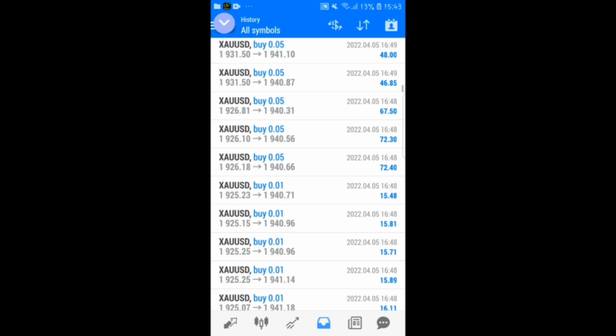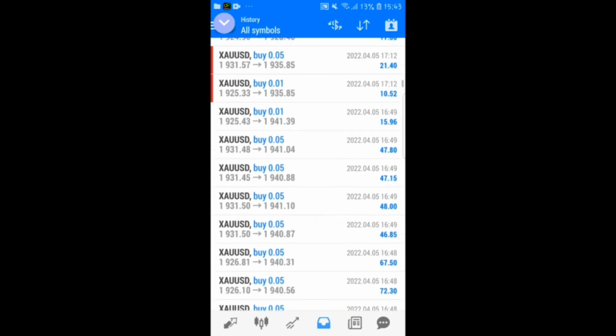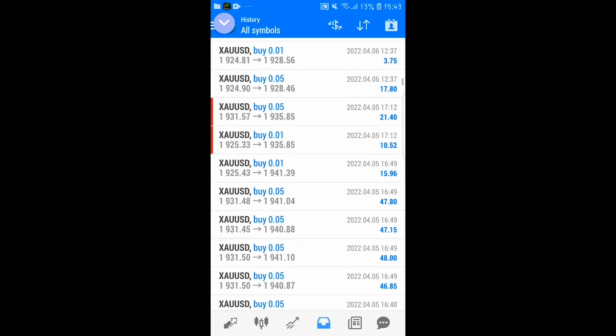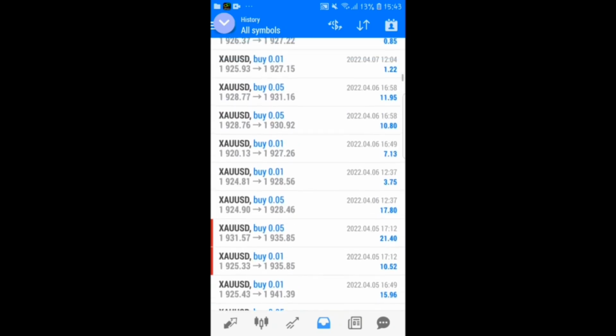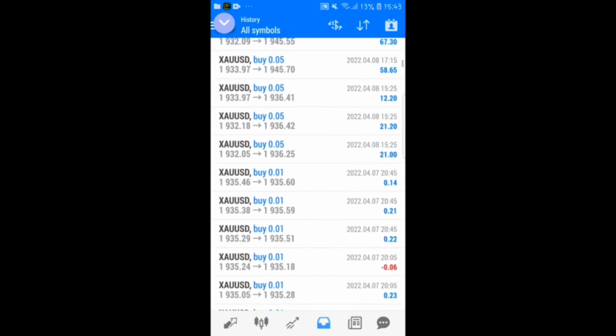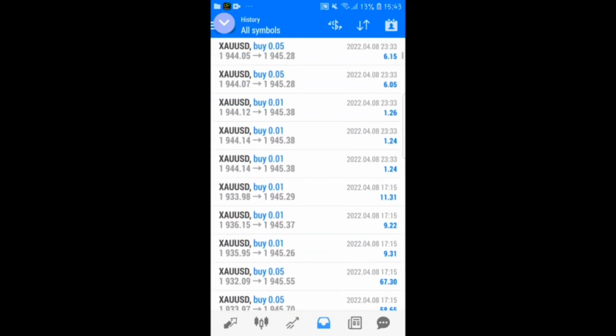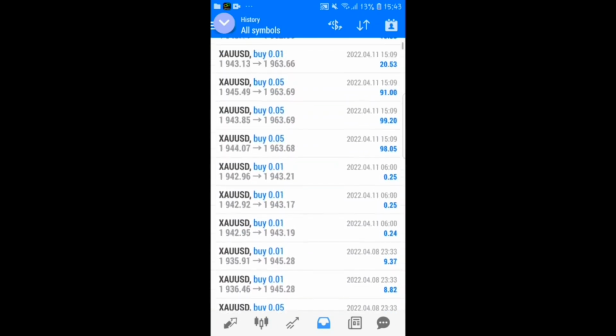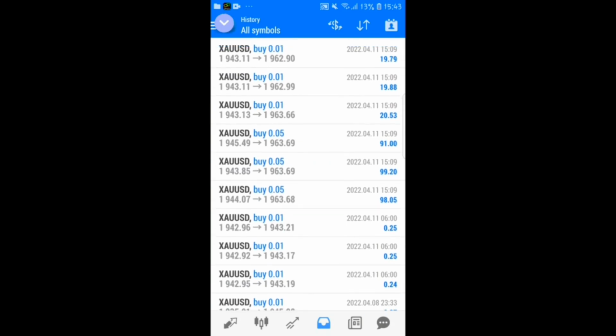Then you can see 0.05. I was getting good results, and then here I was taken out at break even, which is fine. Then you can see I've been trading gold. I closed this one at a loss. Then you see gold, taking partial profits and moving. Then this was also very beautiful, very beautiful.